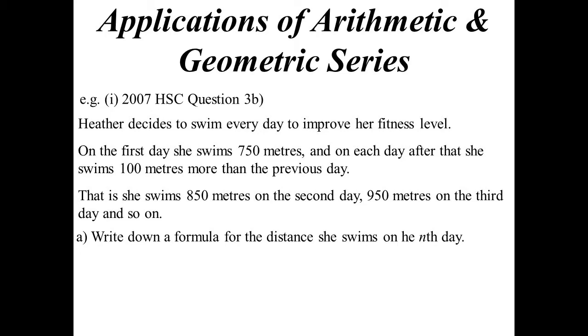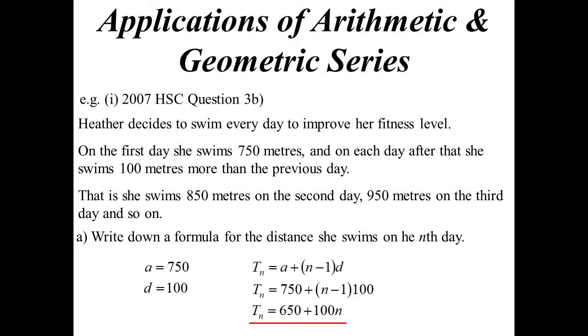I think there's a T missing. On the nth day. All right, first term, 750. Common difference, 100. We know the general term, a plus n minus 1 d. Sub in, play around with it. There's our formula, 650 plus 100n.